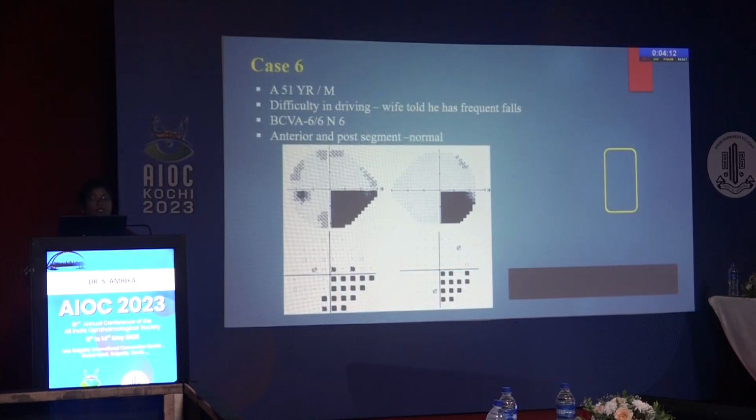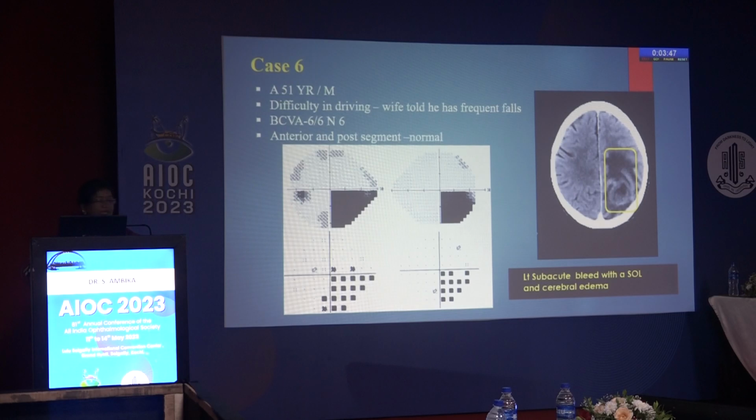So this is a 51-year-old male who was brought by the wife saying he's frequently falling for the past a week or so. So when we saw, he had a 6/6 vision, and anterior and posterior segment evaluation was normal, but these are the fields. What is the type of fields you see here? It's a right inferior quadrant anopic defect, what we call as a pie in the floor field.